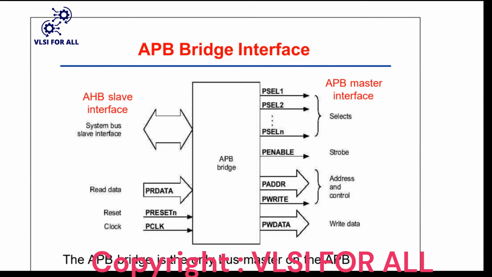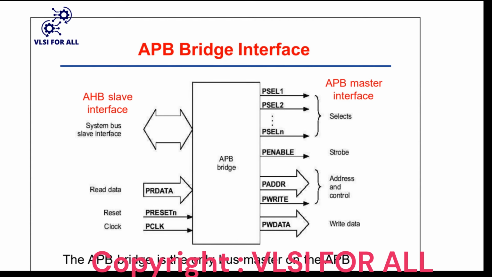Master will just issue one of the addresses. Let's say you have 5 slaves, and every slave has its address. First slave has address 0 to 10, second slave has address 11 to 20, third slave has address 21 to 30, fourth slave 41 to 50, like that. The address mapping is done and master is issuing address 15.